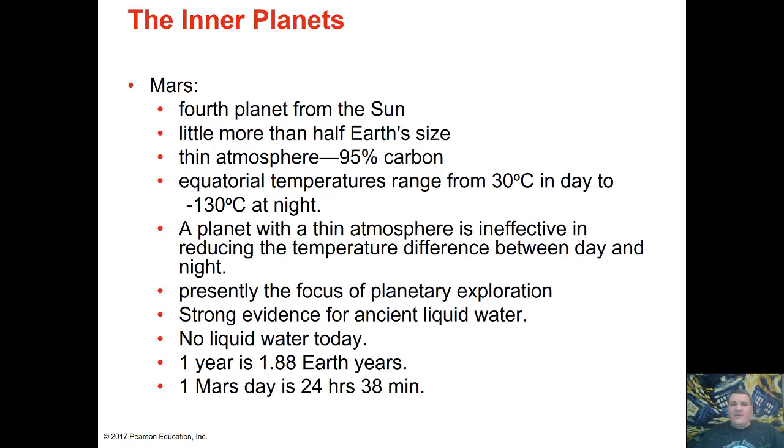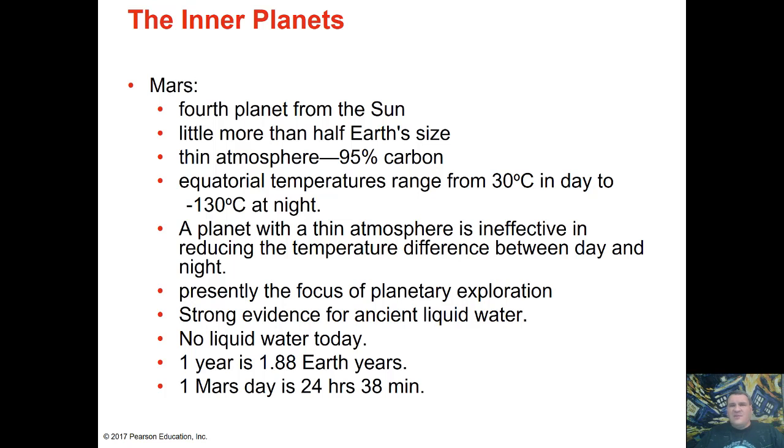Mars is the fourth planet from the sun, and it's the last of the terrestrial planets. It's a little bit larger than half the Earth's diameter, and it has a very thin atmosphere. So Venus's atmosphere is 95 times thicker than the Earth's. Mars has an atmosphere that's very thin. It's about 100 times thinner than the Earth's, although it is predominantly carbon dioxide, somewhere around 95% carbon dioxide.